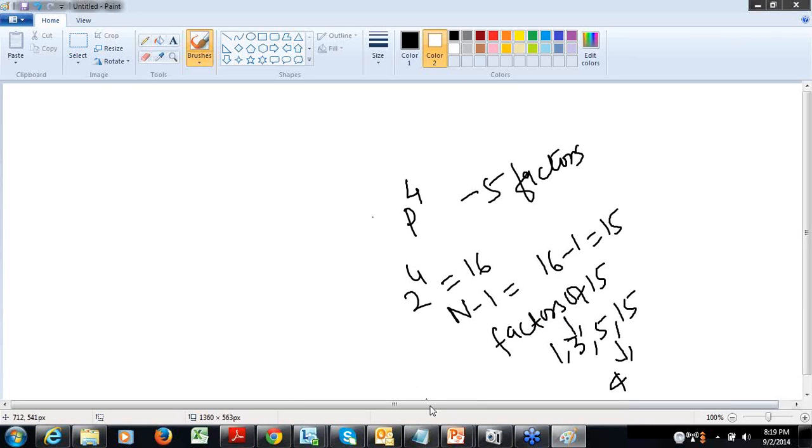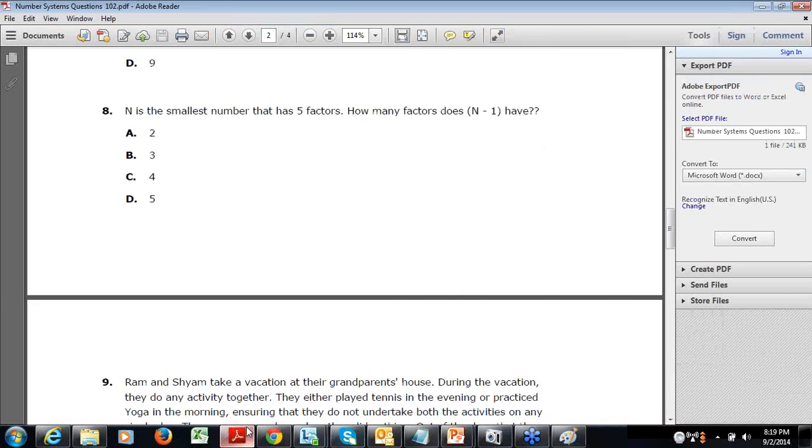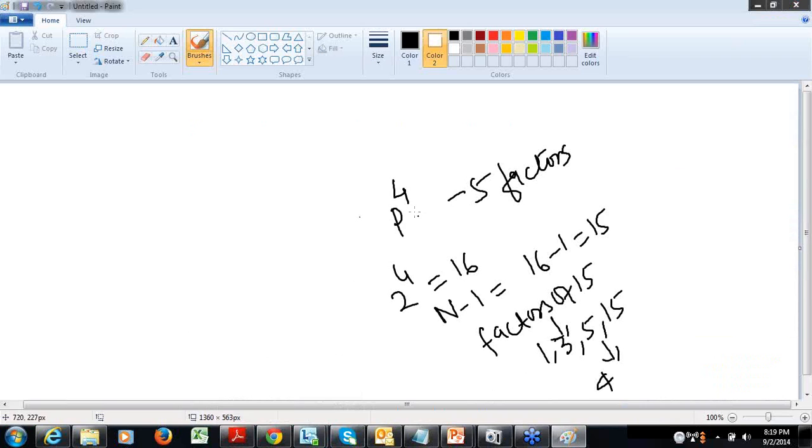Let me repeat this once again. See, the question is saying that n is the smallest number that has 5 factors. The smallest number which has 5 factors will be what? Prime number to the power 4. Now the smallest prime number is 2, so 2 to the power 4 is 16. So 16 is the smallest number which will have 5 factors. So n minus 1 will be what? 16 minus 1, that is 15.